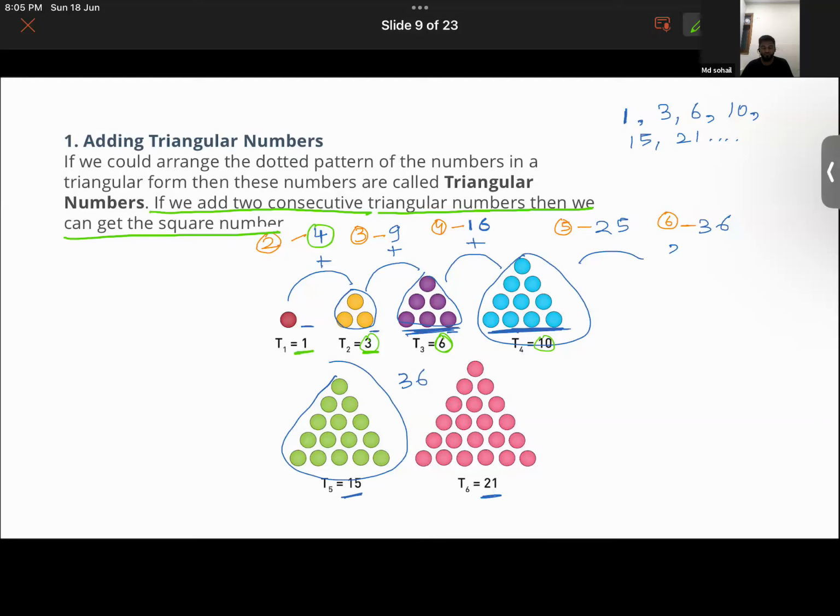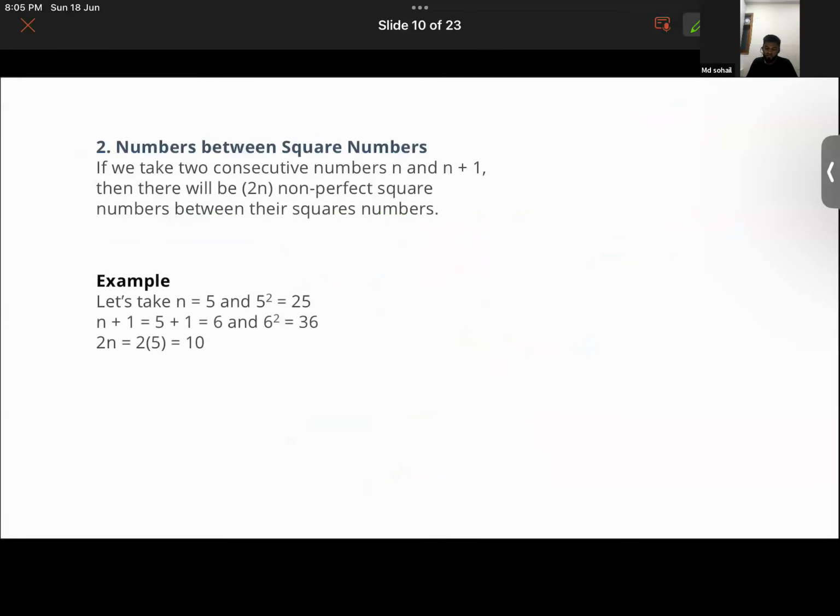So addition of triangular numbers, what? Complete the full property. Adding two consecutive triangular numbers will always give us a square. Exactly. Okay, this is clear to you, both of you? Yes, sir. Okay, now let's find out numbers between square numbers.